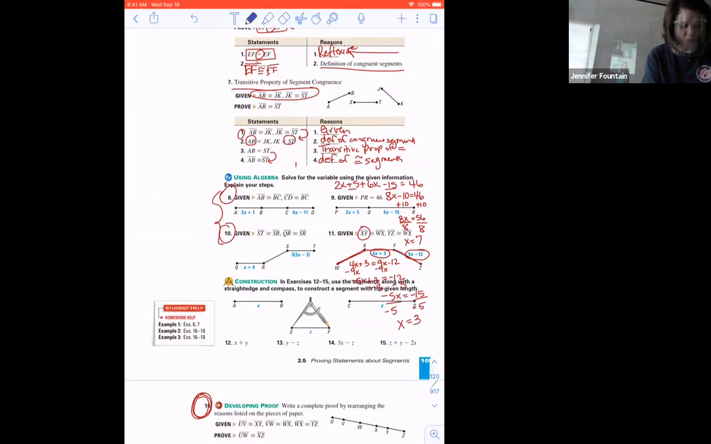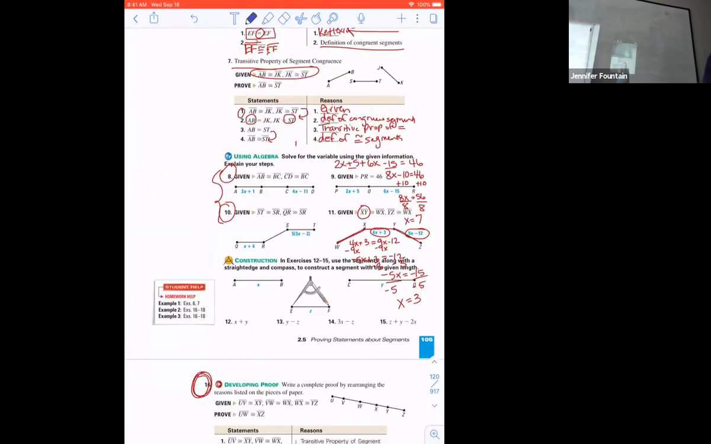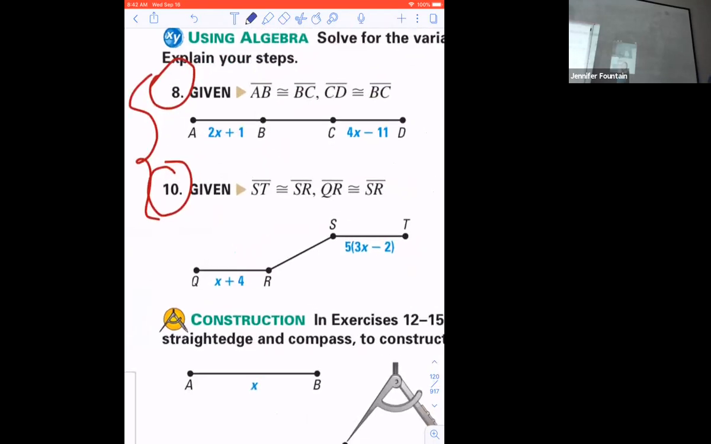Okay, starting on page 105, we will start checking our homework. If we have questions, we will go to them. So on 105, it looks like we had numbers 8 and 10. Because we did 11 right there. Okay, so we had numbers 8 and 10.